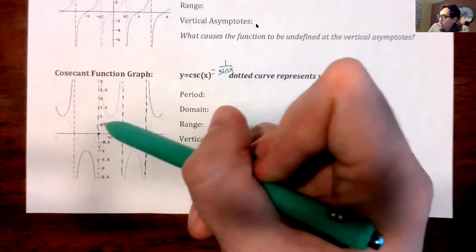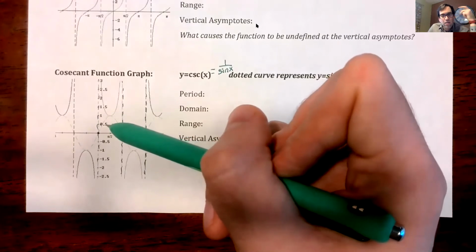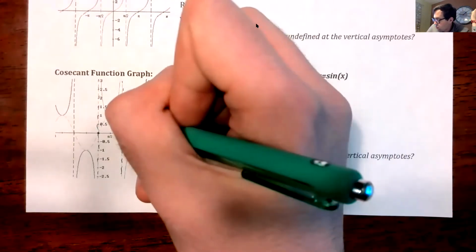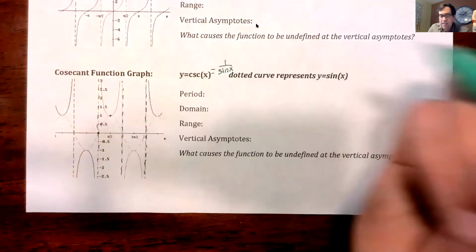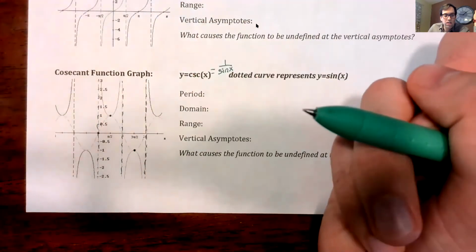If the y value was 1, what happens when you flip 1? Well, you still get 1, right? The reciprocal of 1 is 1. So that's why the graphs intersect here. And the reciprocal of -1 is still -1.